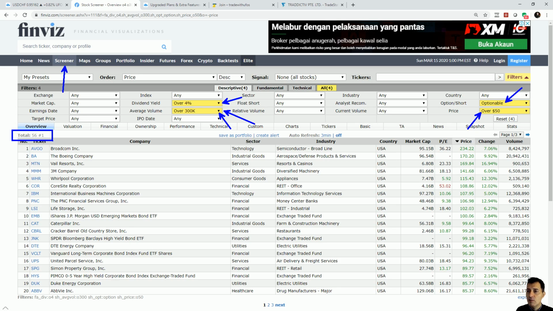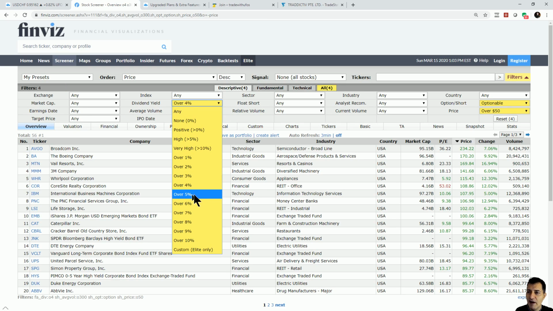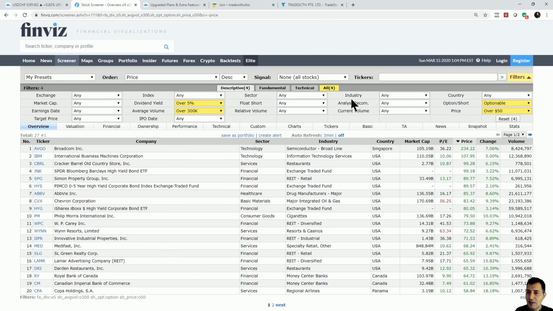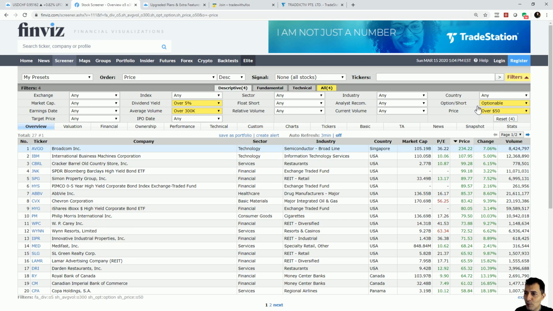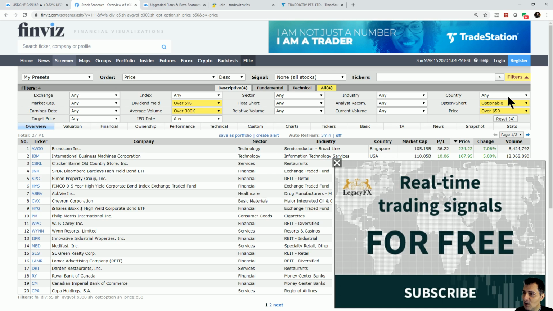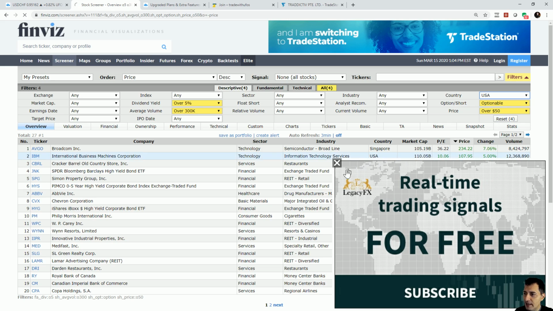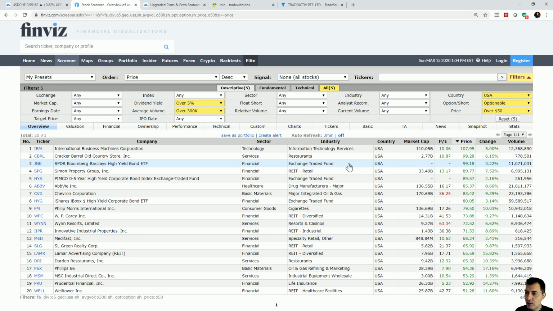Because I want to be a bit pickier, what if I go for a yield over 5%? How many stocks am I going to have? Now it becomes 27. By the way, I got stocks from Singapore here, so let's focus on the USA, since we're going to apply this to the US markets. If we do this, we end up with 20 stocks.